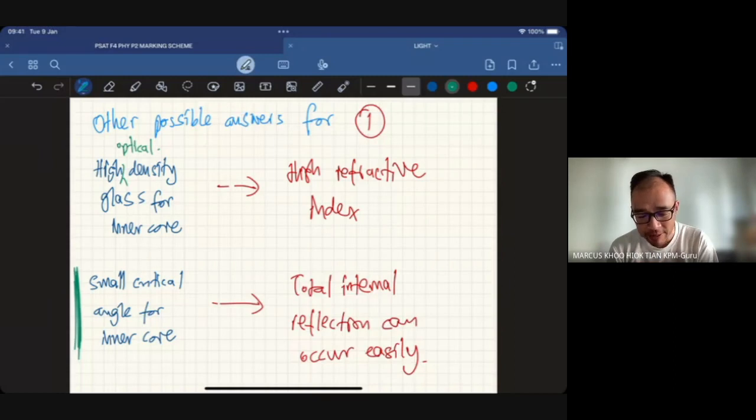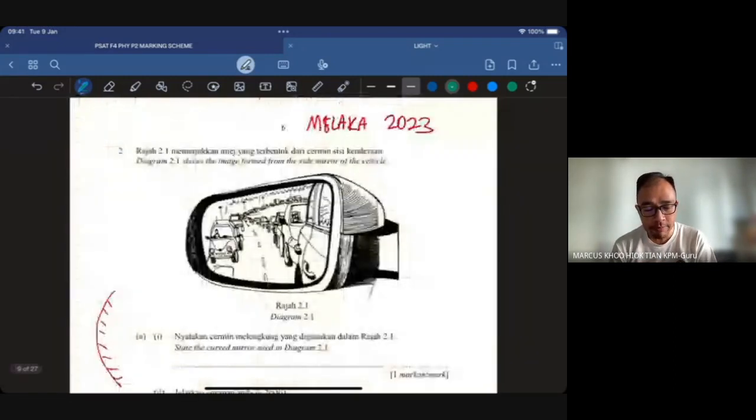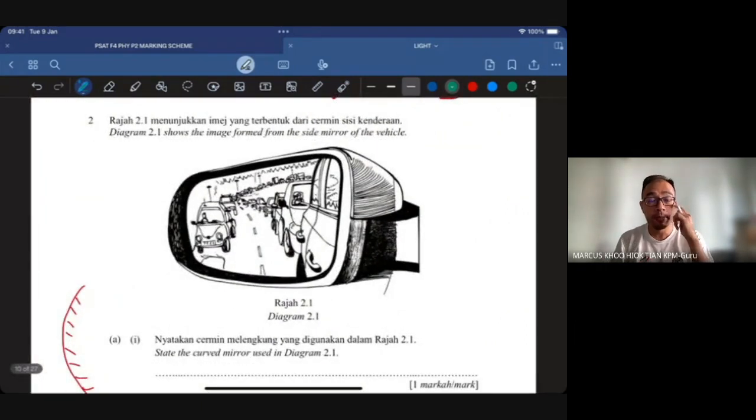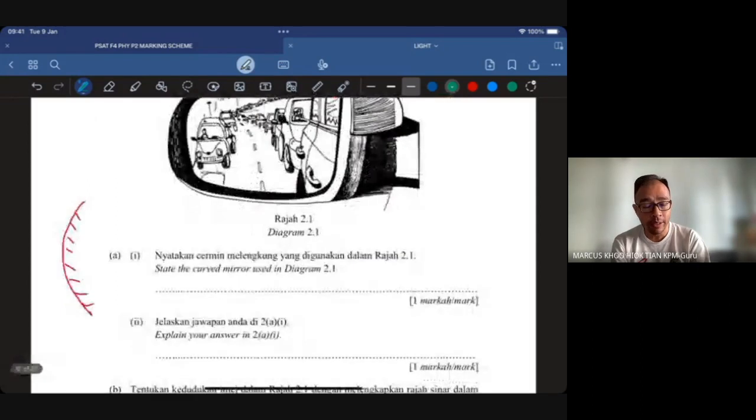Okay, let's move on to Melaka 2023. This is question number 2, which should not be a very big mark, but remember, questions 1, 2, 3, 4 are knowledge questions. So there may be calculations, there may be drawings, so be aware of this. Diagram 2.1 shows the image formed on the side mirror of the vehicle. State the curved mirror. This is definitely a convex mirror.